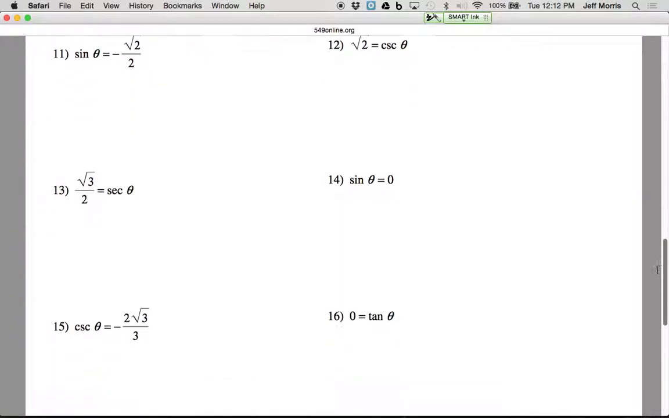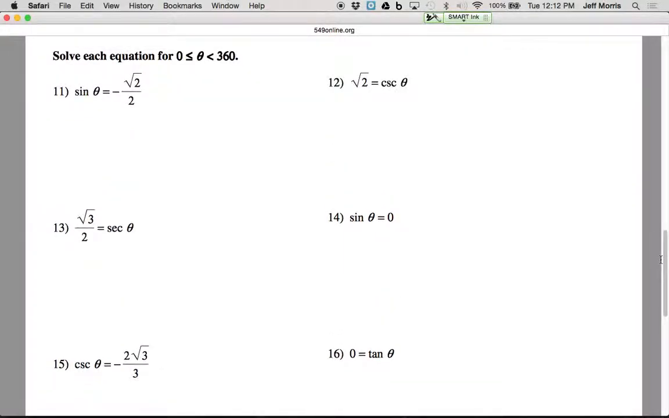Next one, sine theta is equal to negative root 2 over 2, quadrants 3 and 4, so 5 pi over 4 and 7 pi over 4. Yeah. I'm just going to give you the answers now, and if you need help, stop me. This will be sine is equal to root 2 over 2. I think these are a lot of repeats. That'll be pi over 4 and 3 pi over 4.